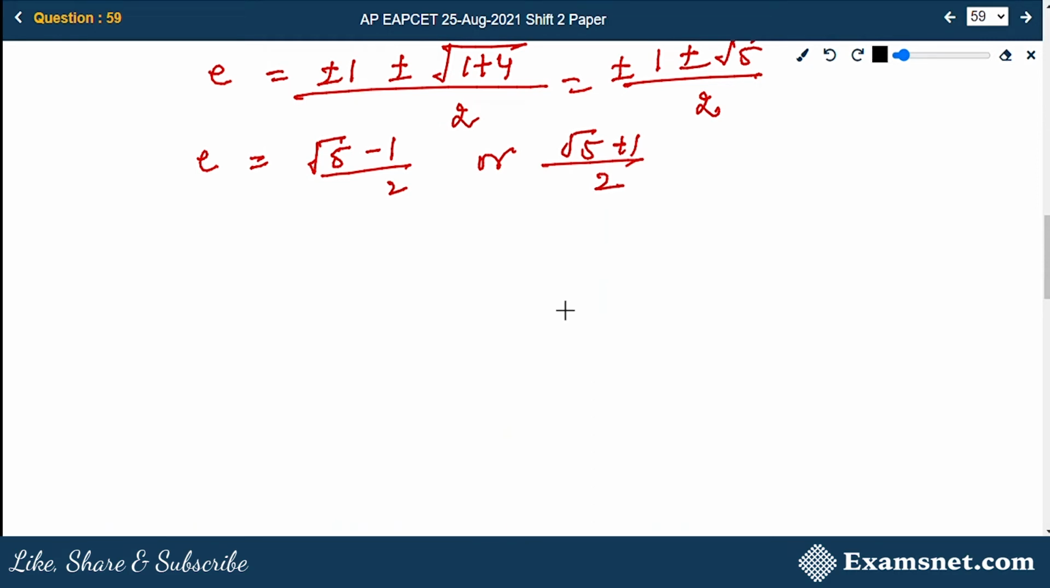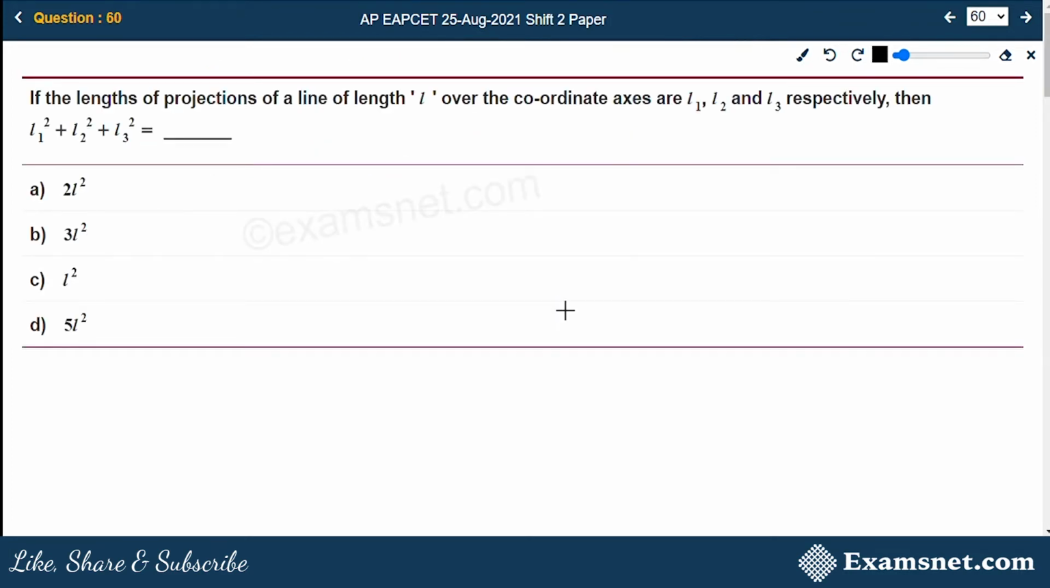Alright. So let's move to our next question. Question number 60. Question number 60 is, if the lengths of the projections of a line of length L over the coordinate axes are L1, L2 and L3 respectively, then L1 square plus L2 square plus L3 square is equal to, you have to find the value of it.